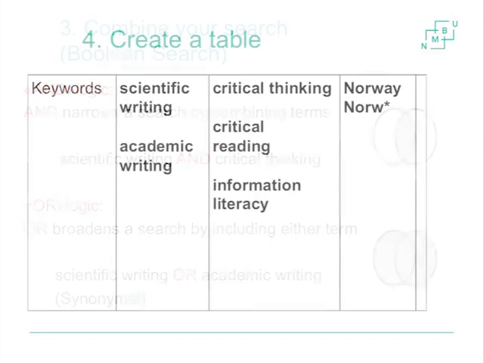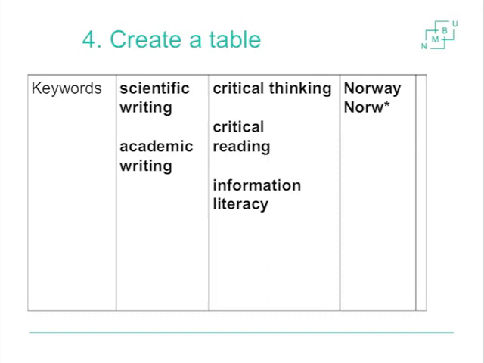Personally, I often create a table when searching. I write keywords in columns and synonyms in rows. Doing this gives me an overview of my search, and I know where to use or and. I use or for synonyms and and for different key concepts.